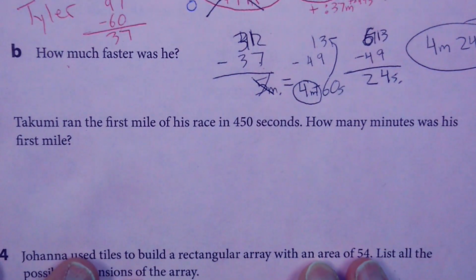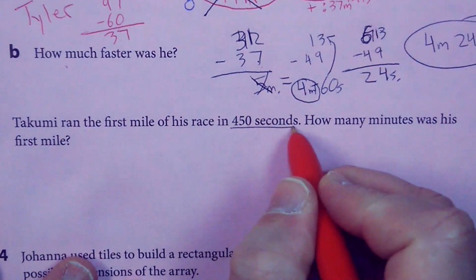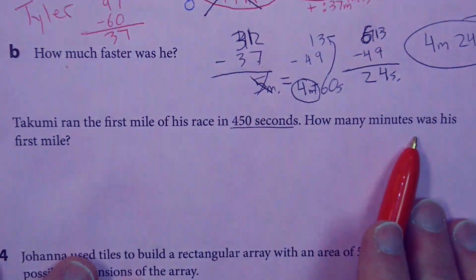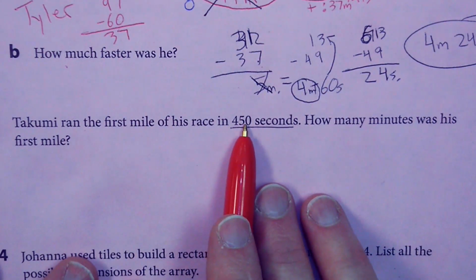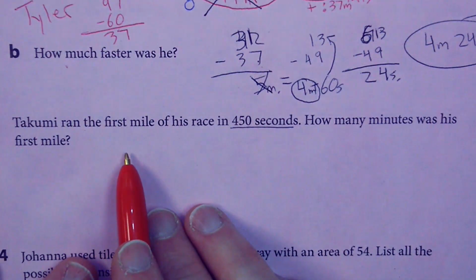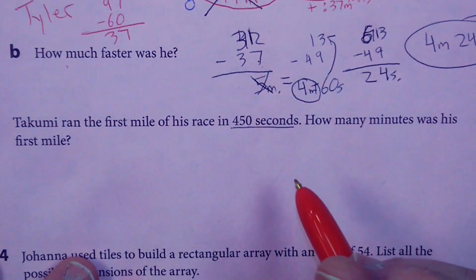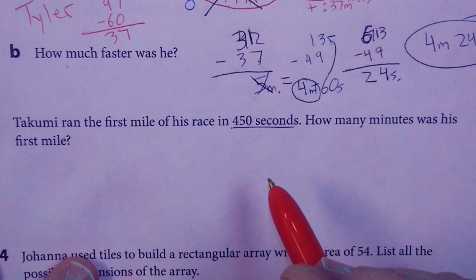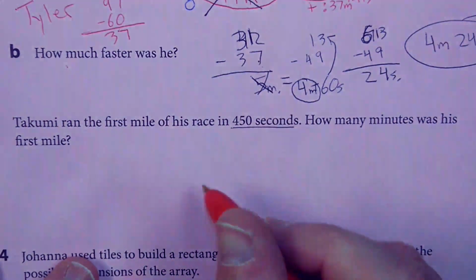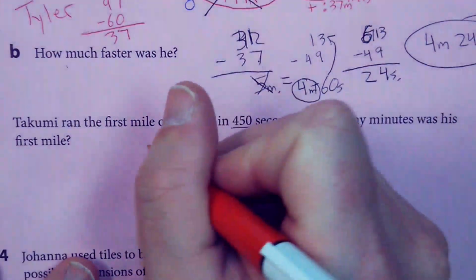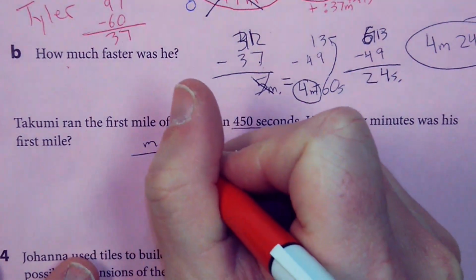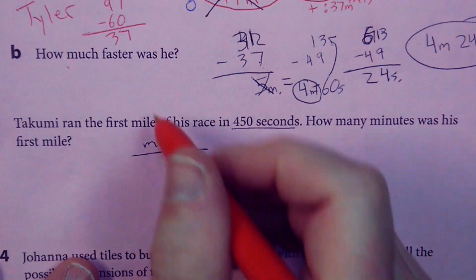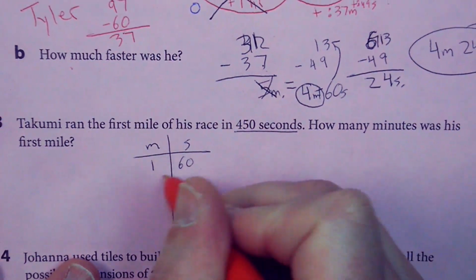Takumi ran the first mile of his race in 450 seconds. How many minutes was his first mile? Ooh, so I have to convert this into minutes. Well, there's a couple ways we can do that. You could do a ratio table, right, where you did minutes versus seconds. 1 minute is 60 seconds.